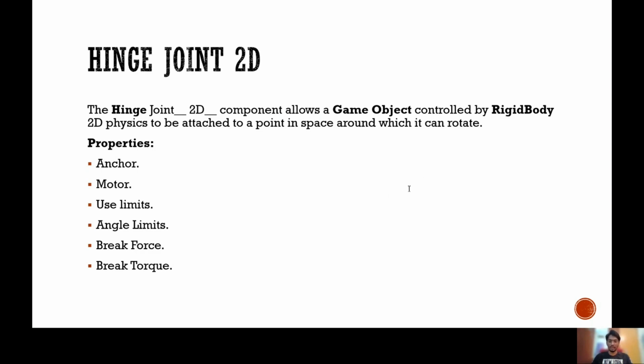Brake force. To specify the linear force level needed to break, and therefore delete, the joint. Infinity means it is unbreakable. Brake torque. To specify the angular level needed to break, and therefore delete, the joint. Infinity means it is unbreakable.